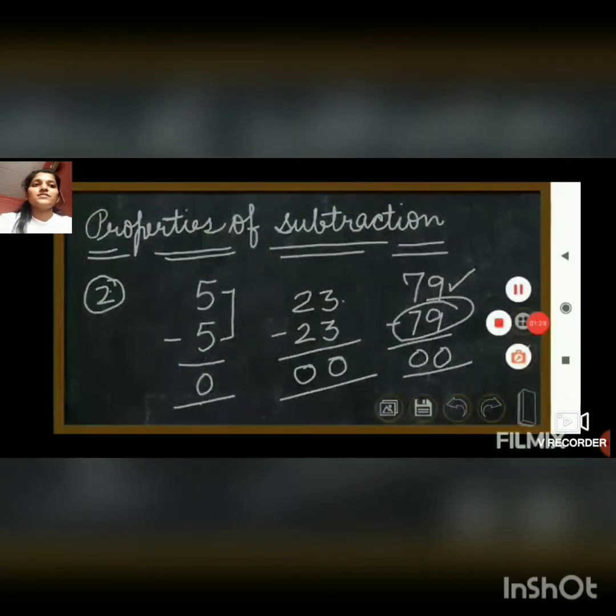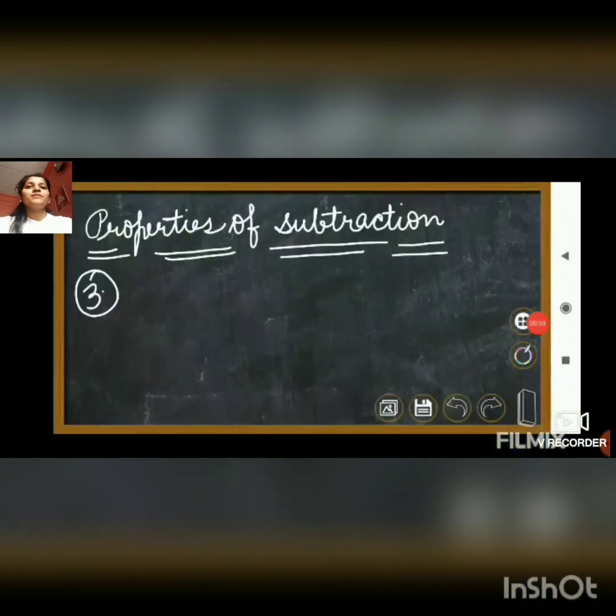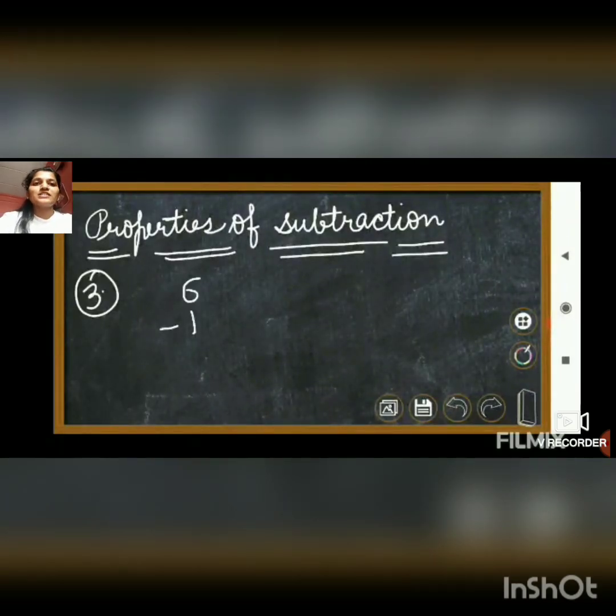Okay. Yes, now third property: when we subtract 1 from a number, we get the number just before the given number. That means when we subtract 1 from any number, we get the predecessor of that number. That means the number before it, if we subtract 1 from any number. Okay, so now we are going to see an example for the last property.